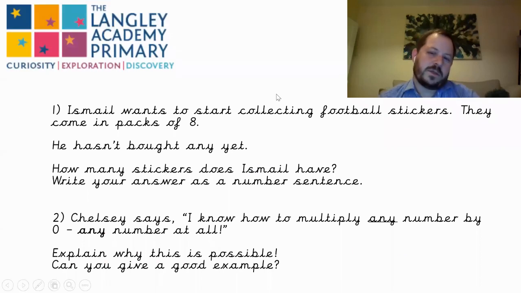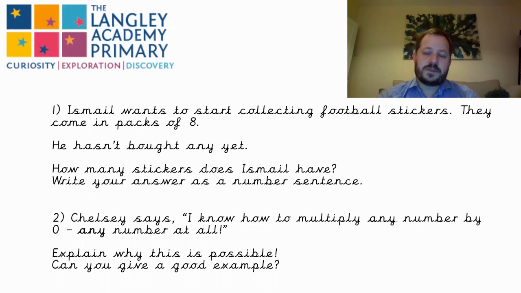The final thing we're going to look at is what happens when you divide or times by 0, or times by 0 particularly. So we've got 2 questions here. The first question is Ishmael wants to start collecting football stickers. They come in packs of 8. He hasn't bought any yet. How many stickers does he have? And the next one says, Chelsea says, I know how to multiply any number by 0, any number at all. Can you explain how this is possible and give 2 possible examples? Pause now and try.